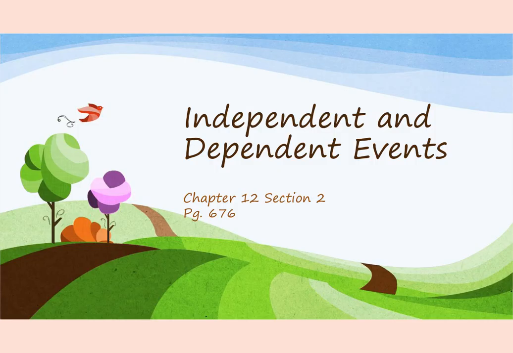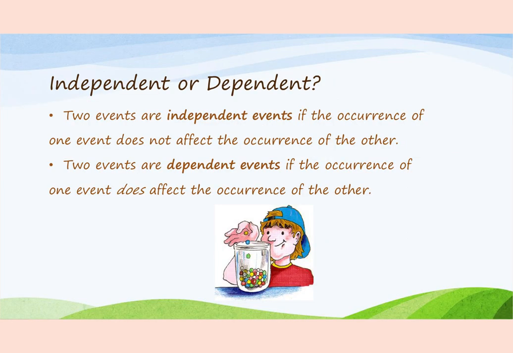Okay. Today we're going to talk about independent and dependent events. Okay, this is 12-2. Still with probability, everything we're doing from here on out is probability, but it is independent and dependent events. So the difference between independent and dependent is this. 2 events are independent if the occurrence of one event does not affect the occurrence of the other. So they're like separate, basically.